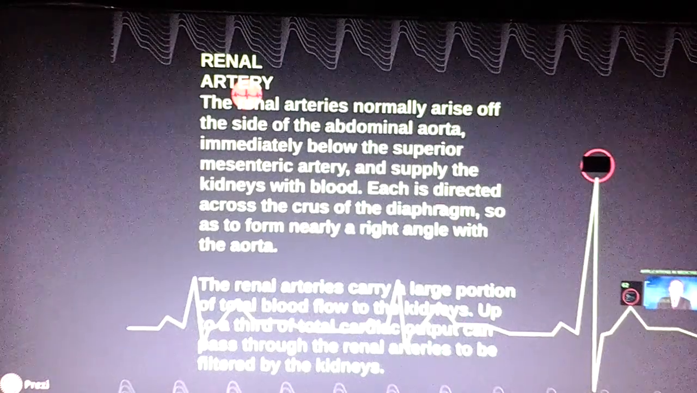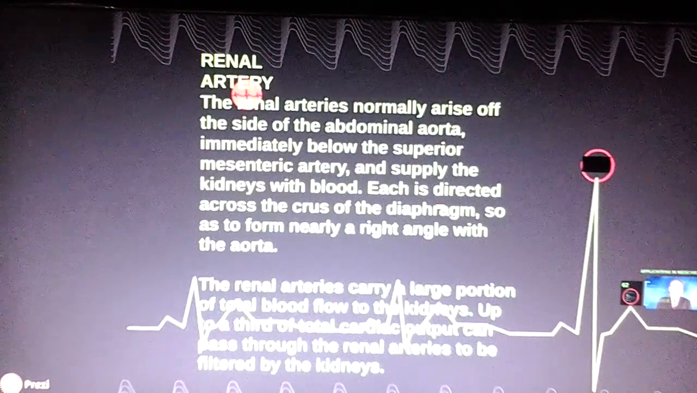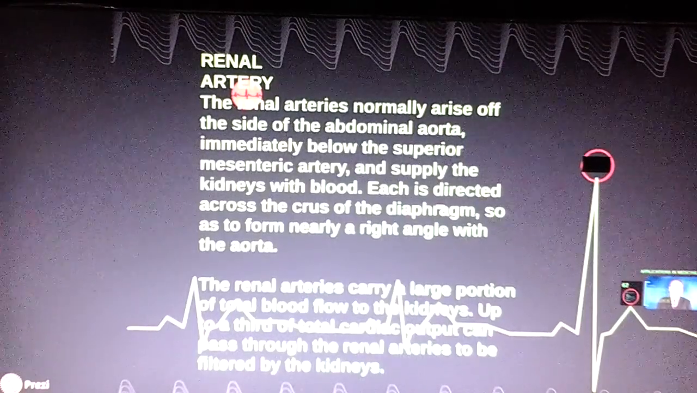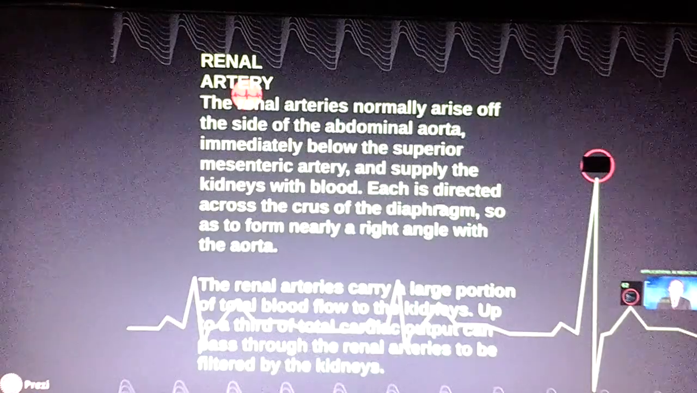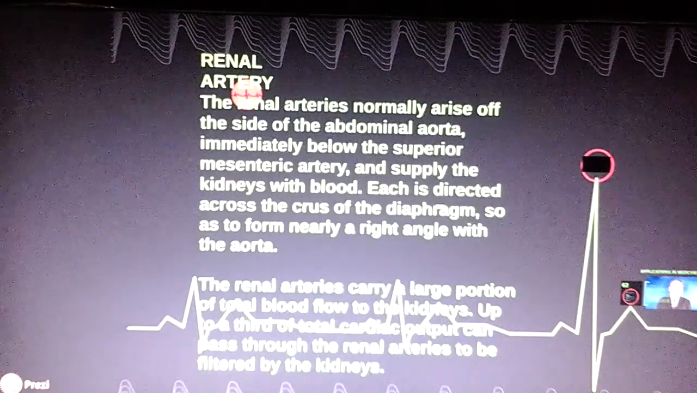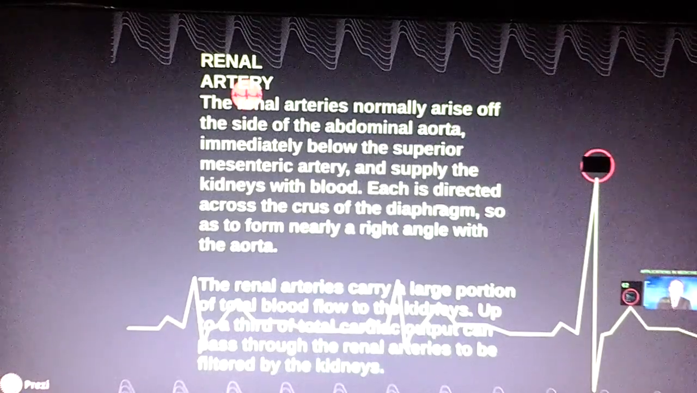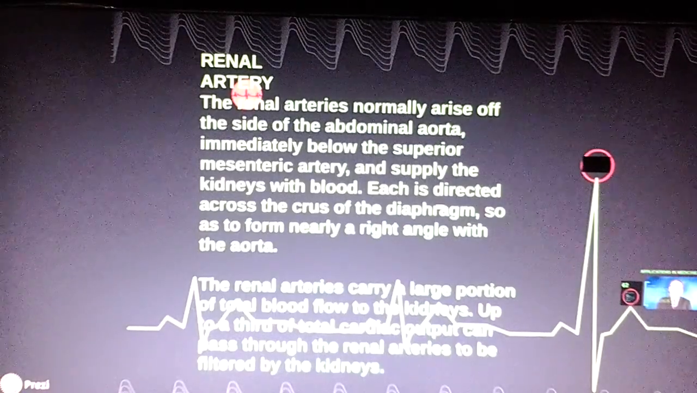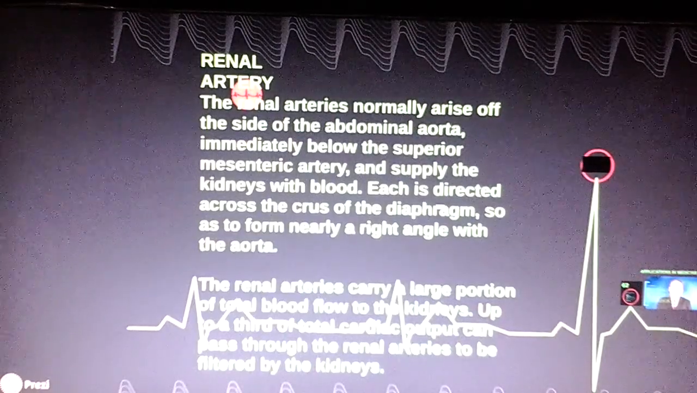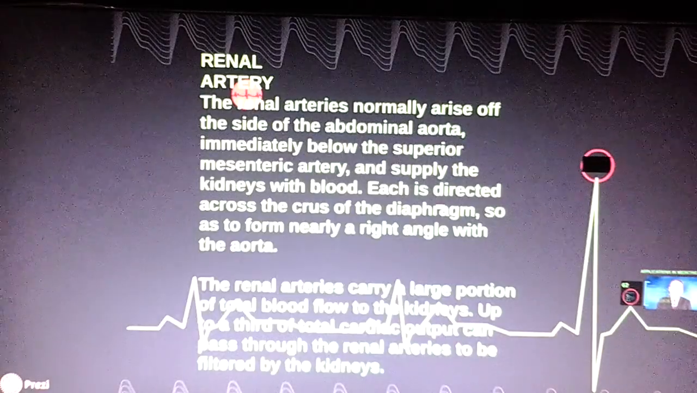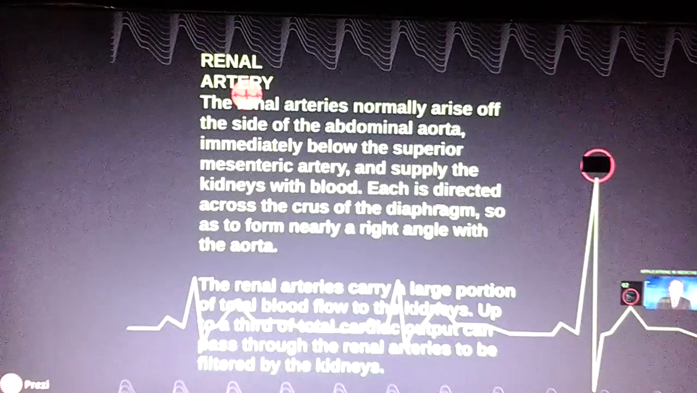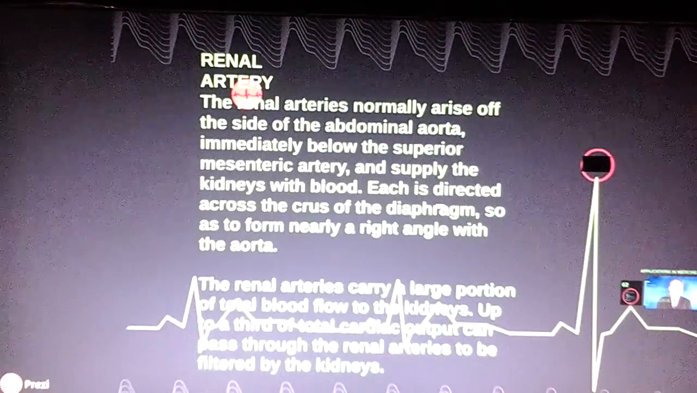The renal artery. The renal arteries normally arise from the side of the abdominal aorta immediately below the superior mesenteric artery and supply the kidney with blood. It is directed across the crus of the diaphragm so as to form nearly a right angle with the aorta.